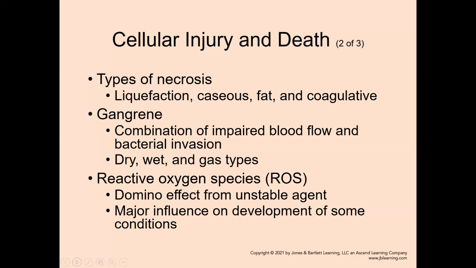As far as a reactive oxygen species, that is ROS, that is basically a domino effect from an unstable agent. The way you can think about this is kind of like a free radical. That means they're out there causing injuries.